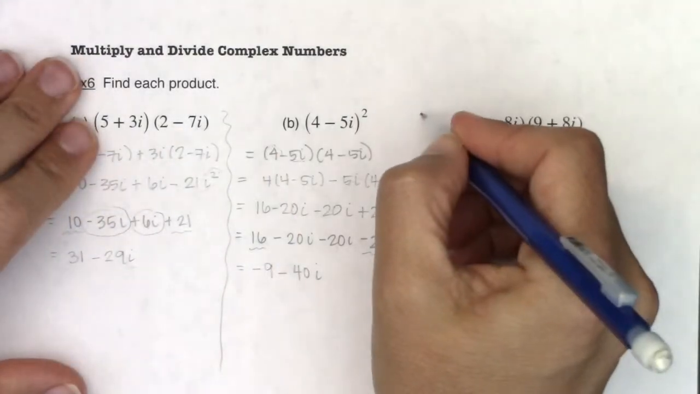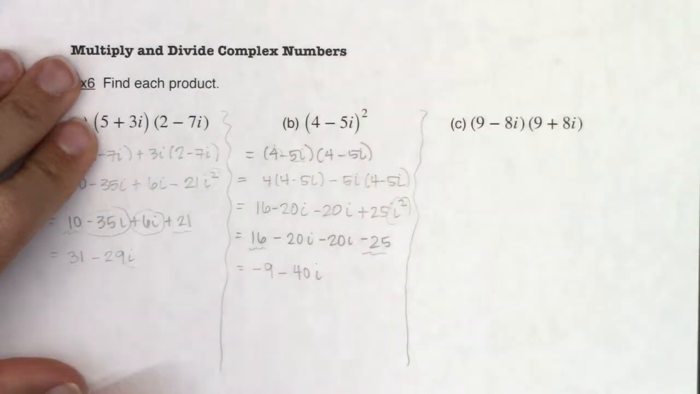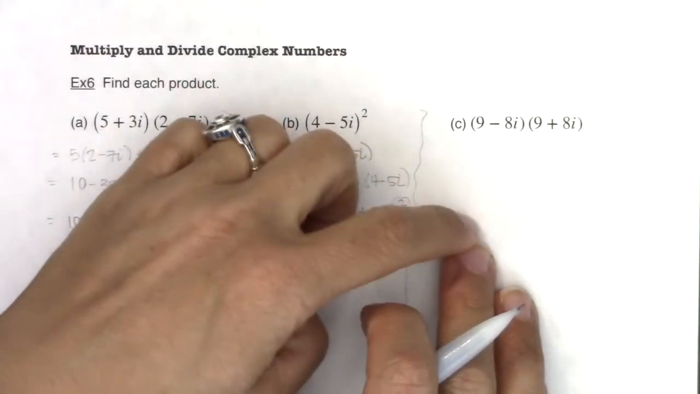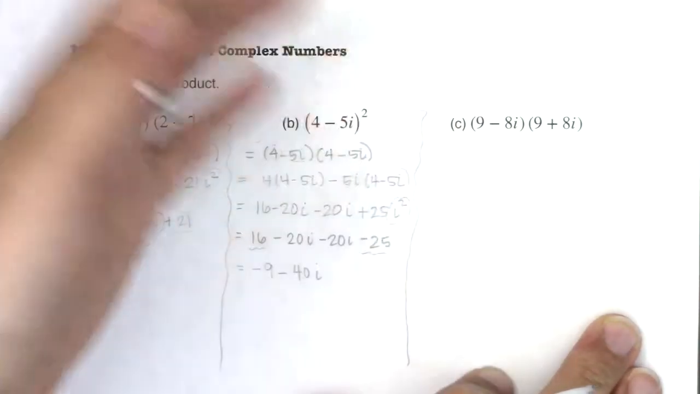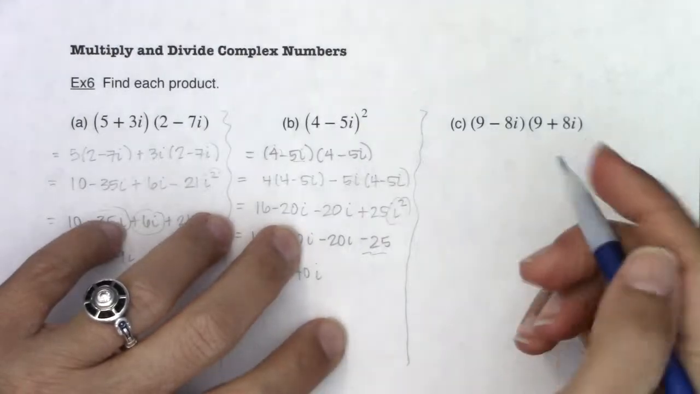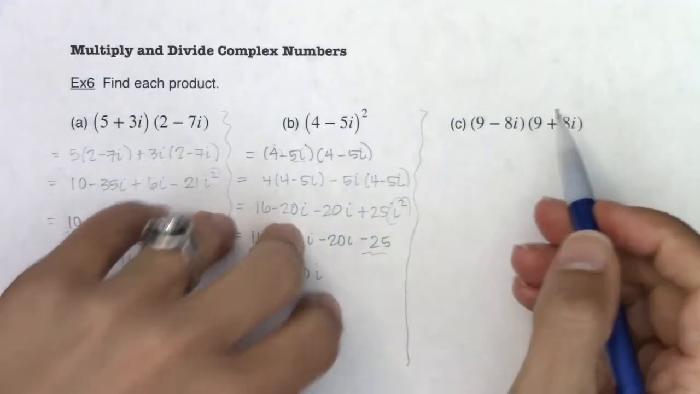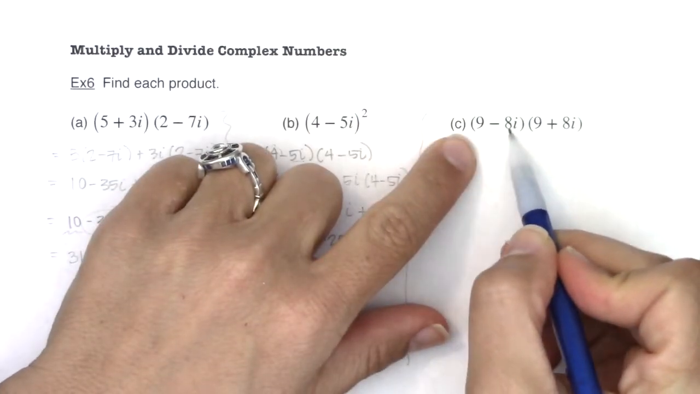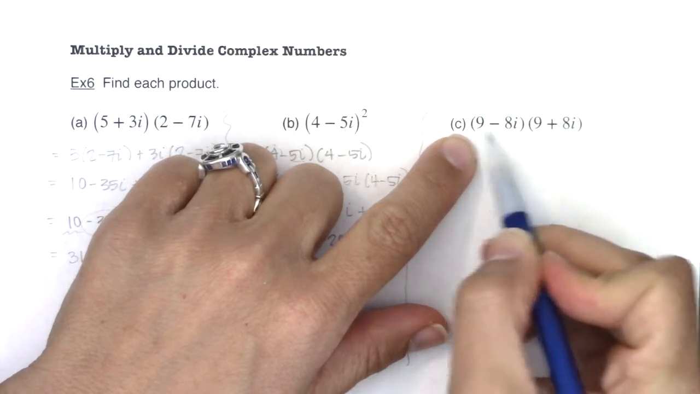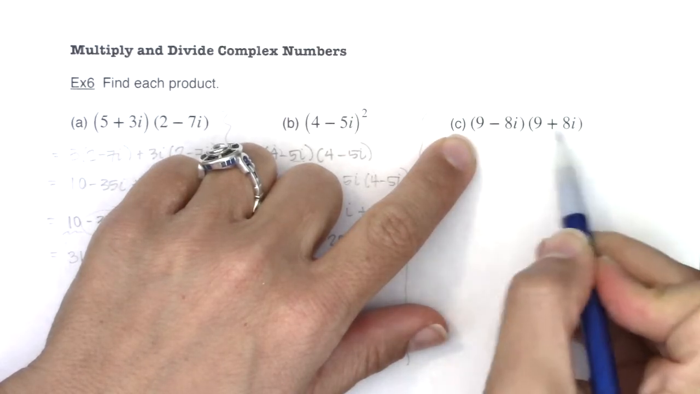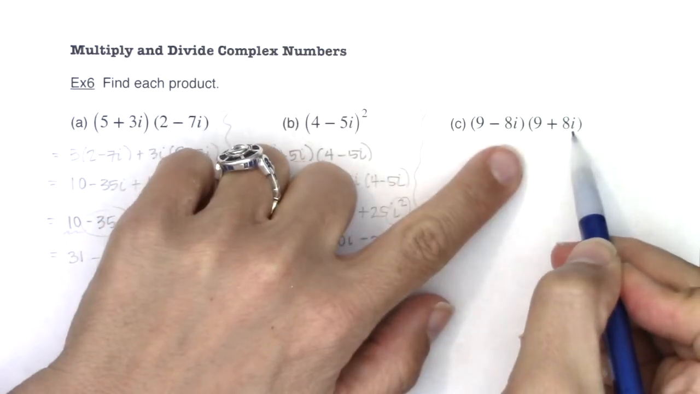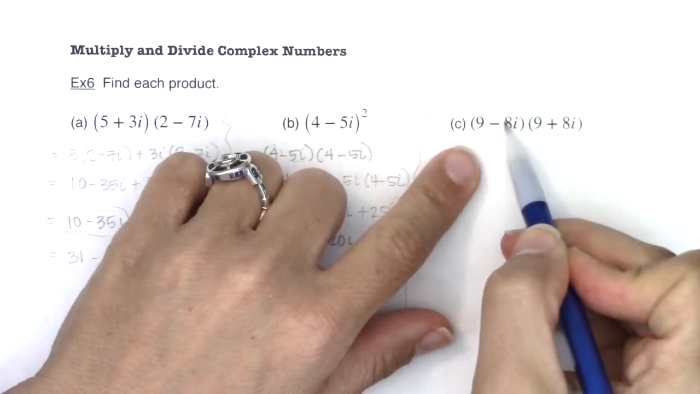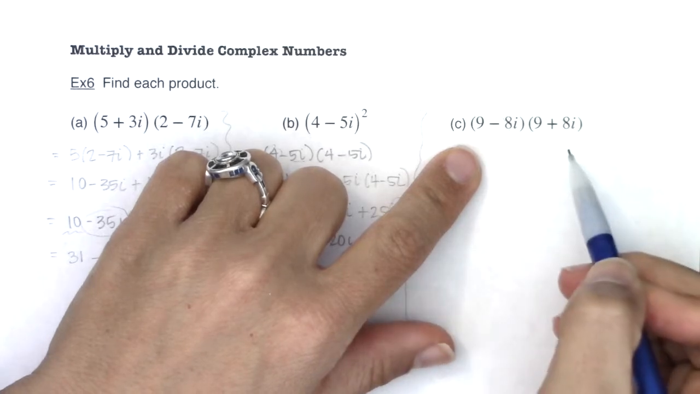All right, C is special. So we want to talk about C here because something unique will happen with this product, and what happens with this product we're going to use in example 7. So I want to look at our two binomials in here. You see 9 minus 8i and 9 plus 8i. So the binomial here and the binomial here, they're very similar. They both have 9s and they both have 8i's. The only difference is this has a subtraction symbol and this has the addition symbol.